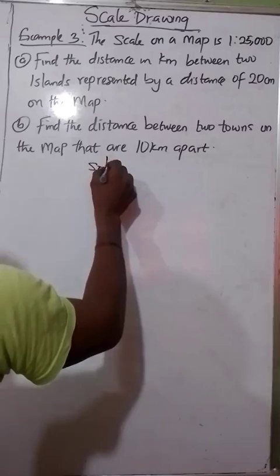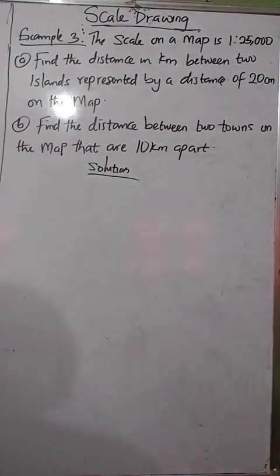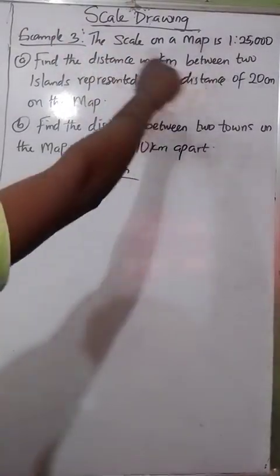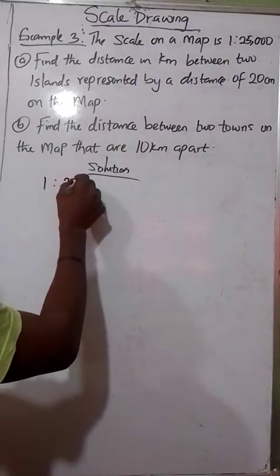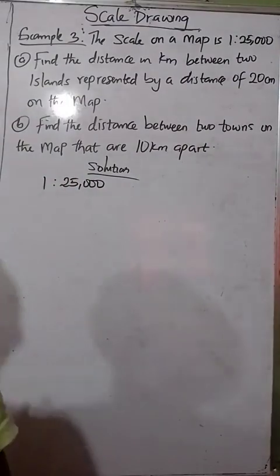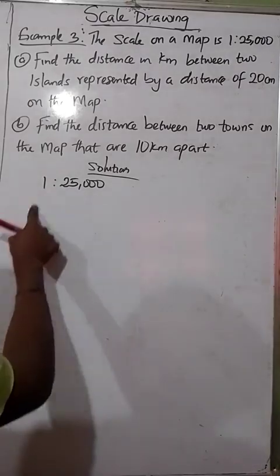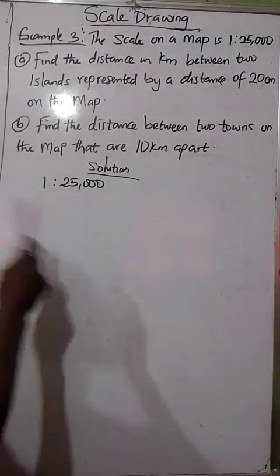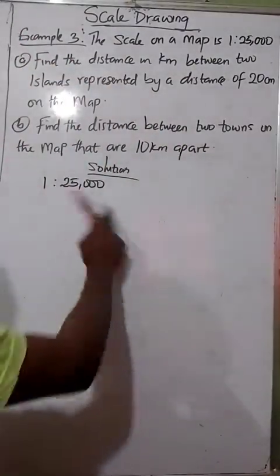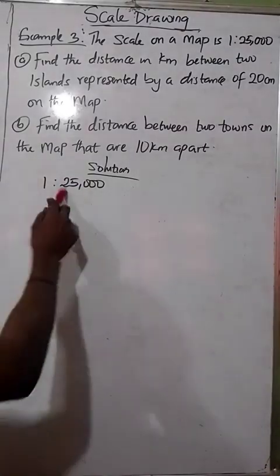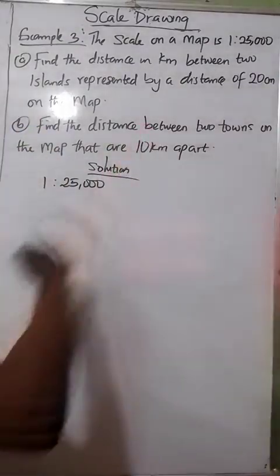We have example 3 on scale drawing. The scale on a map is 1:25,000. So the actual distance is 25,000, and it has been reduced to 1. So 25,000 will represent the actual, while 1 will be the scale.